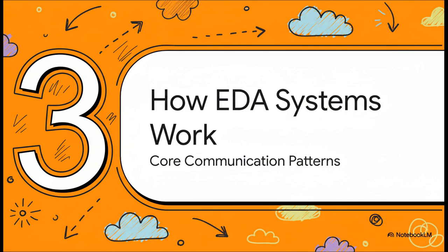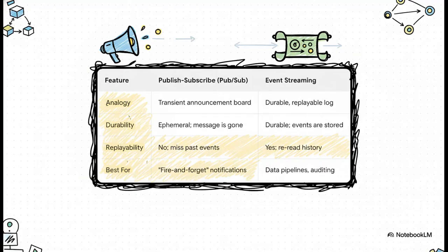But how does this all really work together in the real world? Let's take a look at how this all builds up by looking at the two main ways event-driven systems communicate. The first model, on the left, is called publish-subscribe, or pub/sub. Think of this like a live announcement at a train station. The message is broadcast, whoever is there at that moment hears it, and then, poof, the message is gone. It's great for simple fire-and-forget kinds of notifications.